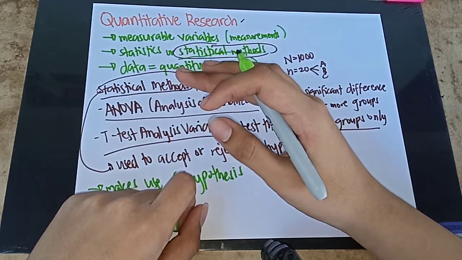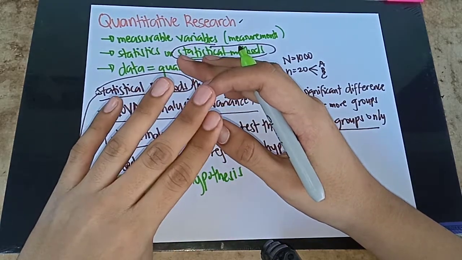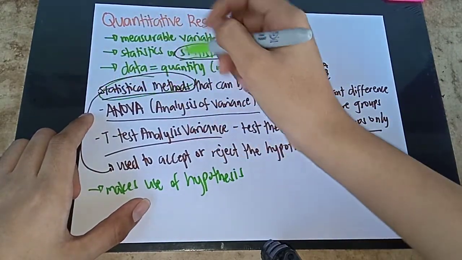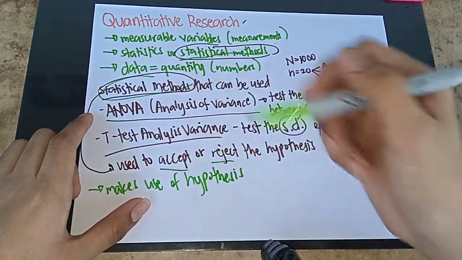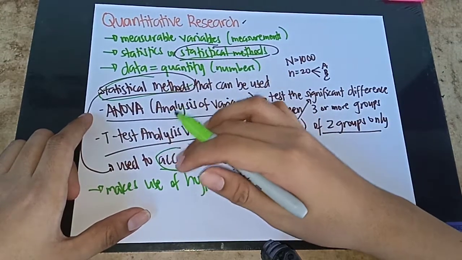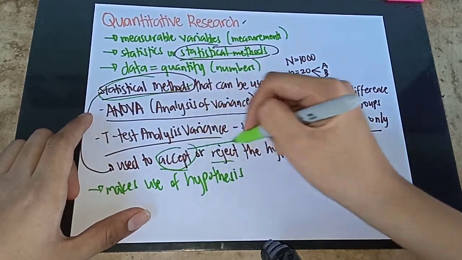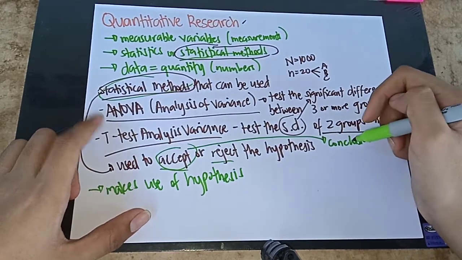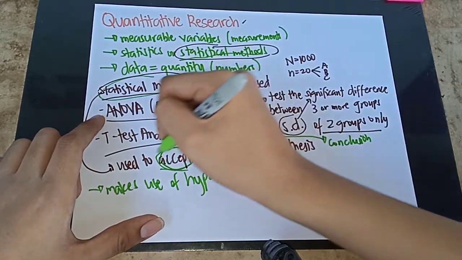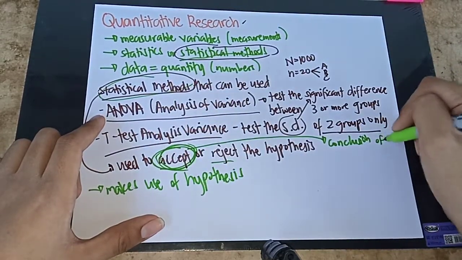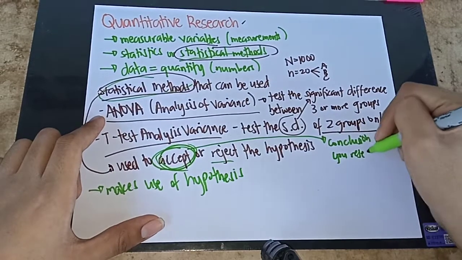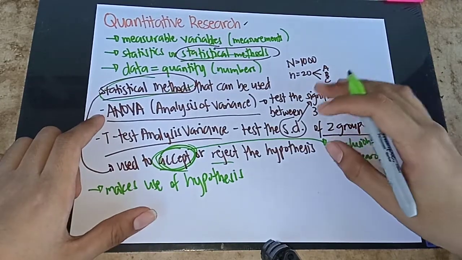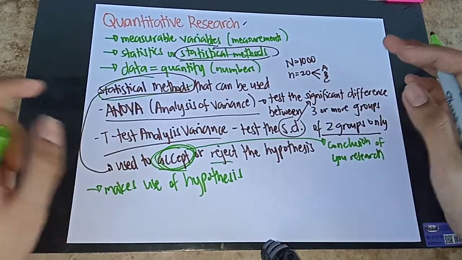Statistical methods are used to accept or reject the hypothesis, right? Now, the accepted hypothesis will then derive your conclusion. So when you accept the hypothesis, it will become the conclusion of your research. The accepted hypothesis is the conclusion of your research.